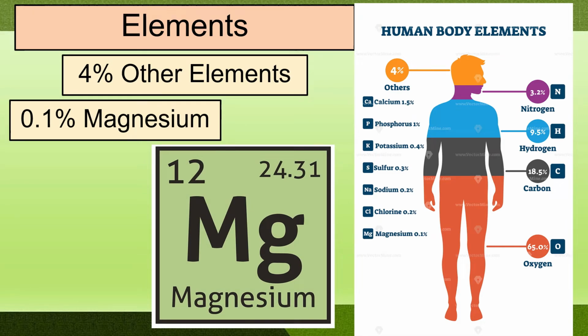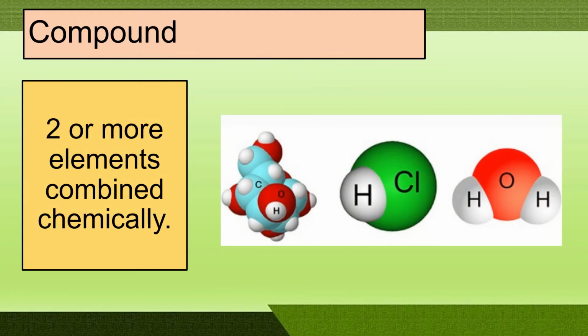magnesium. Did you know, class, that if we are going to combine two or more elements chemically, we can produce what we call a compound. A compound has new properties that differ from its constituent elements.